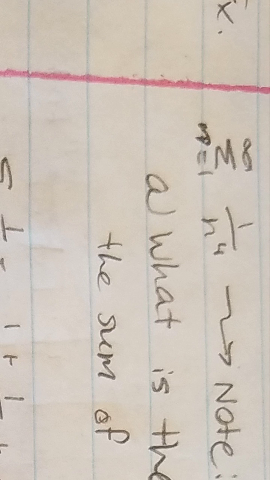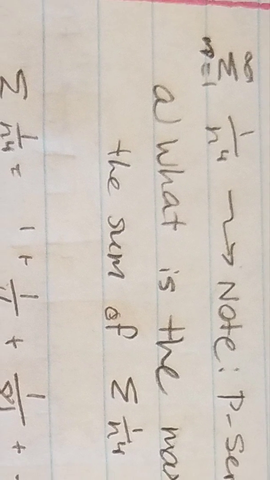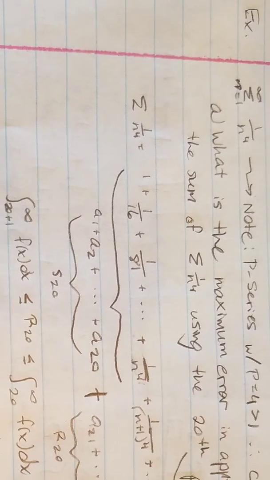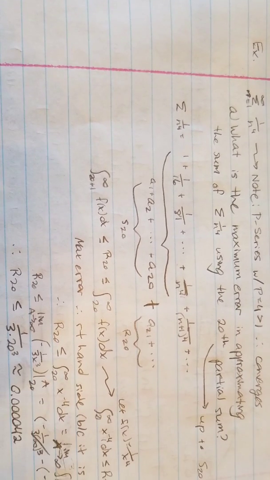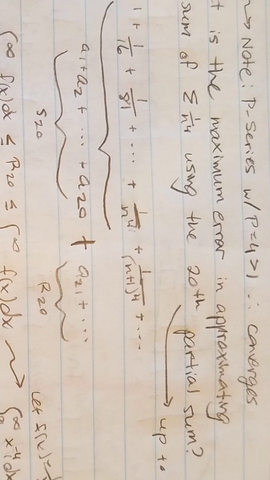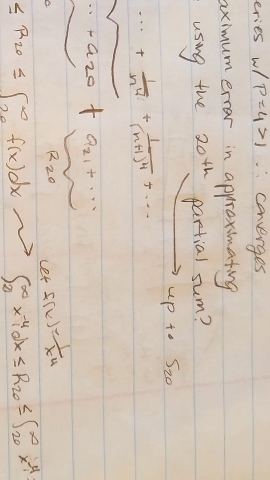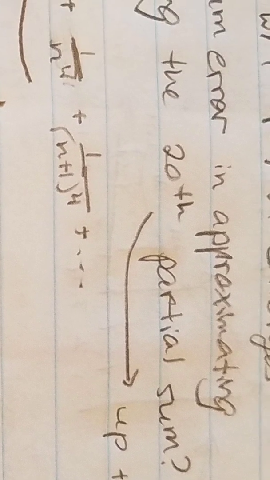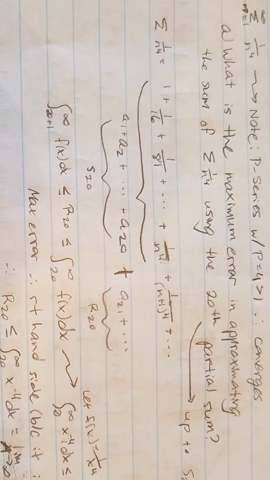So we have the summation from n equals 1 to infinity of 1 over n to the fourth. Part A, what is the maximum error in approximating the sum of the summation of 1 over n to the fourth using 20 partial sums? So that is up to s sub 20. That's basically what that means. 20 partial sums, that is up to s sub 20.